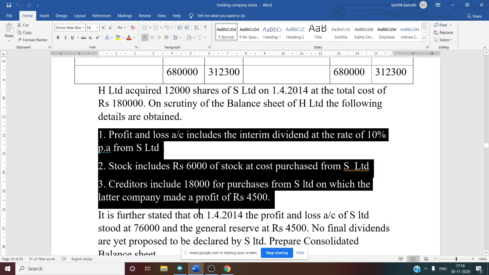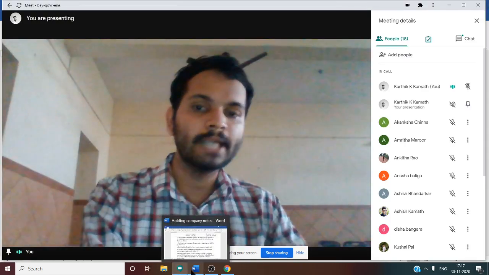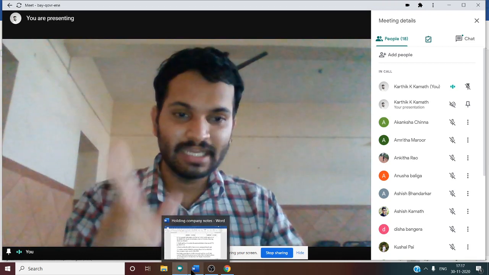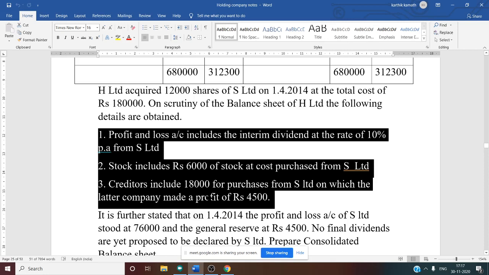Then, stock includes 6,000 of stock at cost purchased from S Limited. So this is nothing but the holding company holding 6,000 worth of stock at year end, purchased from S Limited. On this amount we have to calculate unrealized profit. But here stock at cost is given, so we have to see whether any percentage is given in the problem. But in this problem, no percentage is mentioned.